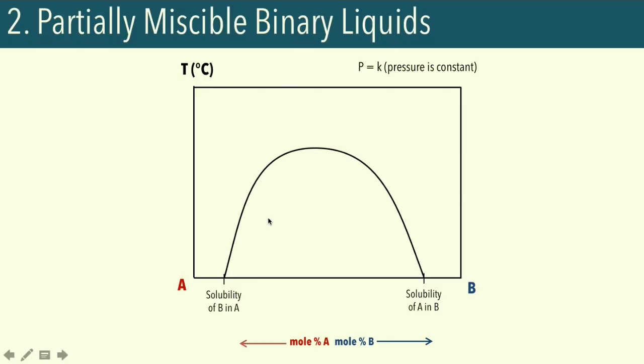Overall, we can label the corresponding phases. Beyond the corresponding curve over here, we expect to see a single phase, so therefore the variance is equal to 2. The single phase that we expect to see is a homogeneous liquid mixture of A and B. Inside the curve here, however, this is when we see two layers: a B-rich layer and an A-rich layer.